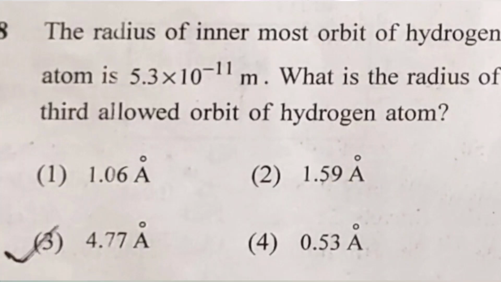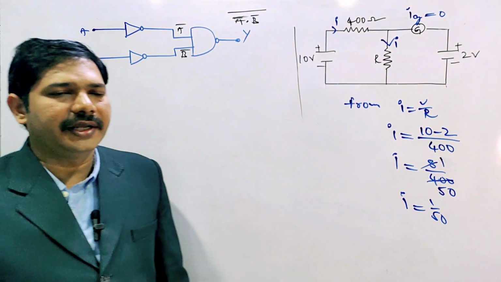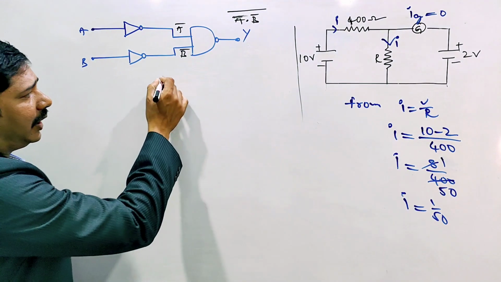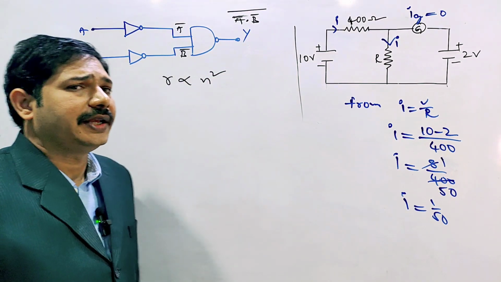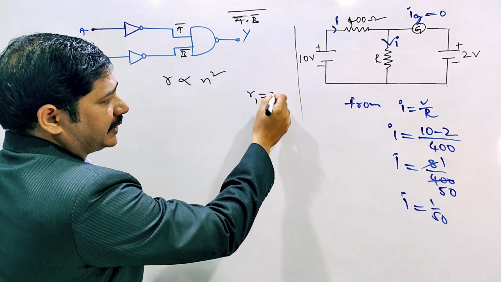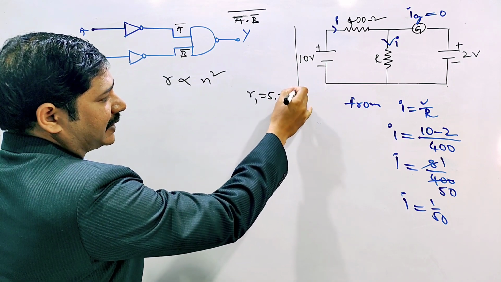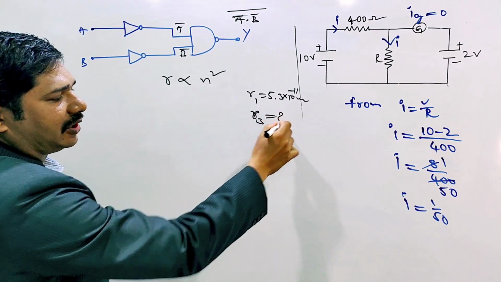Next question. The radius of the innermost orbit of a hydrogen atom is 5.3 into 10 to the power of minus 11 meters. What is the radius of the third allowed orbit of the hydrogen atom? Here the relation between radius and nth orbit: in a hydrogen atom, r is directly proportional to n square. The first orbit radius is given as 5.3 into 10 to the power of minus 11 meters. They are asking for the r3 value, the third orbit radius.